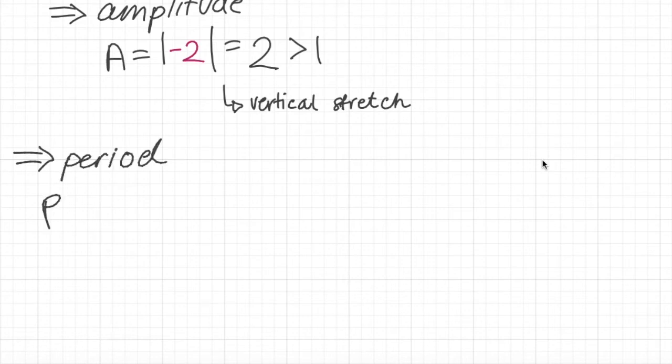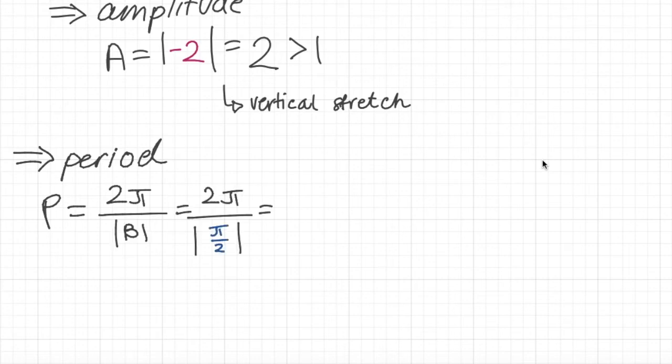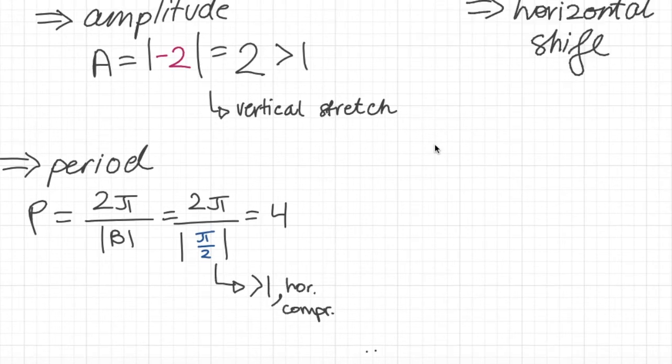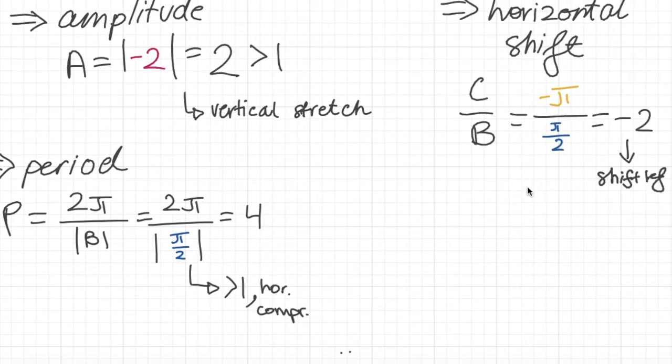The period is 2 pi over the absolute value of our b value, which is 2 pi over the absolute value of pi over 2, which is equal to 4. Pi over 2 is greater than 1, and so we have a horizontal compression. Our horizontal phase shift is defined by c over b, which is -pi over pi over 2 in this case, and this gives us -2, so we have a 2 unit shift to the left.